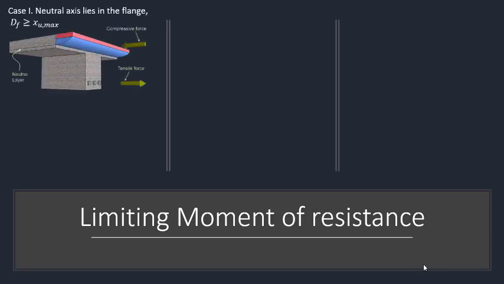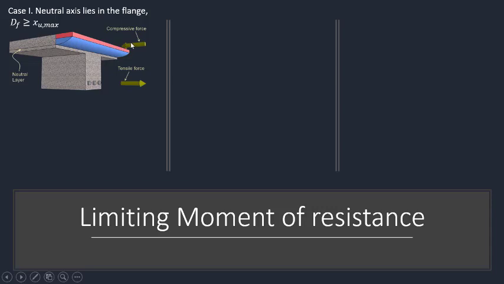Let us start by first estimating the limiting moment capacity of the flanged section. By now, you are aware that there can be two possibilities of neutral axis location, and we had seen this in our earlier videos. The first case is on limiting neutral axis depth lying within the flange, that is, depth of flange DF is greater than or equal to XU max. Here, flange width is subjected to complete stress block of concrete as shown here.